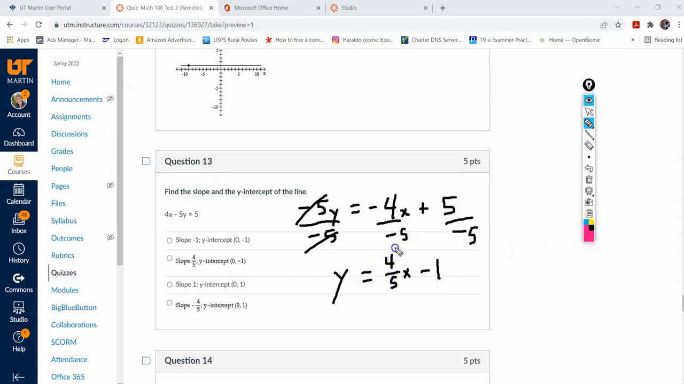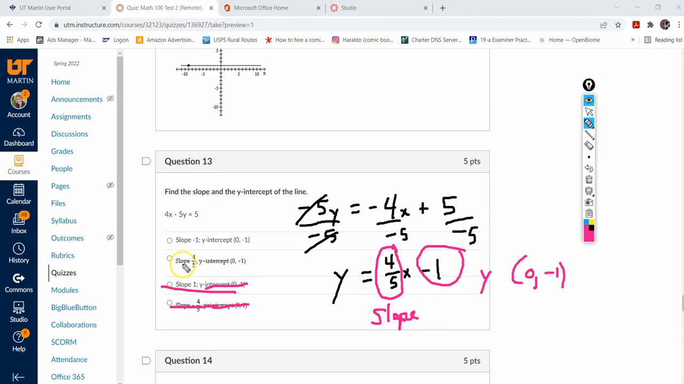So my slope is 4/5, because now it's in the form where I can read it off, and my y-intercept is going to be the point 0, comma, -1. So these have the wrong intercept, so it's not those. And my slope is 4/5, so it matches that one.